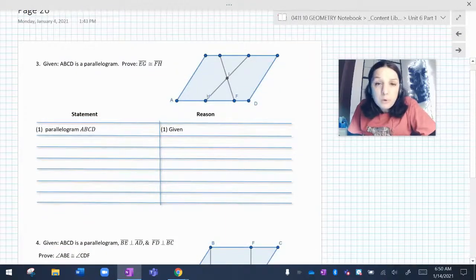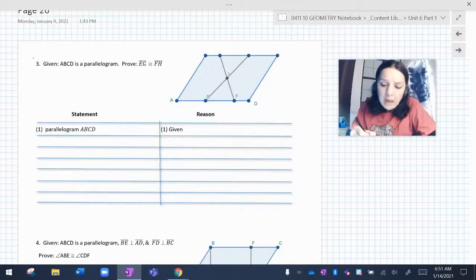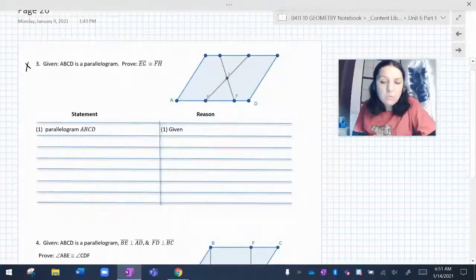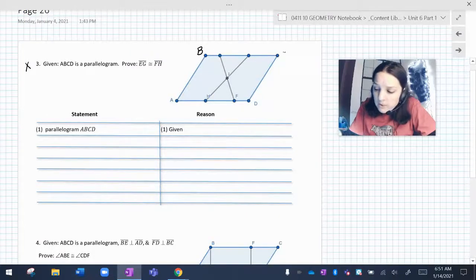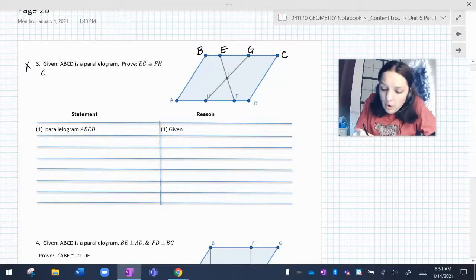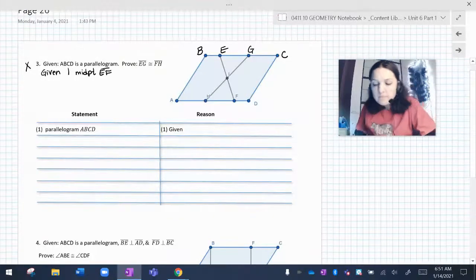Okay, so number 3. Fun fact. In number 3, I forgot to give you a piece of information and the diagram is cut off. So instead of making this video longer and giving you more information, I'm just going to say we are going to skip number 3. If you wanted to try and do some practice, you could rewrite this as B, C, E, G. And then you're going to also add a given condition that I is the midpoint of EF. But I'm going to skip that for now.